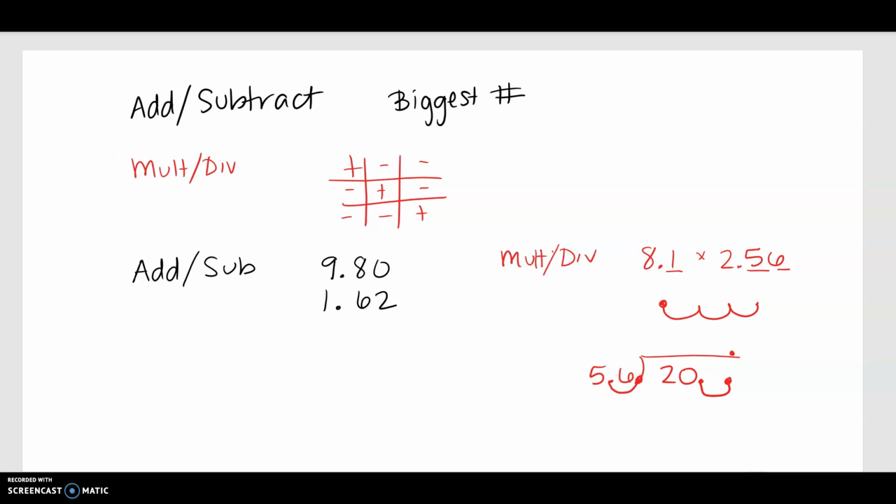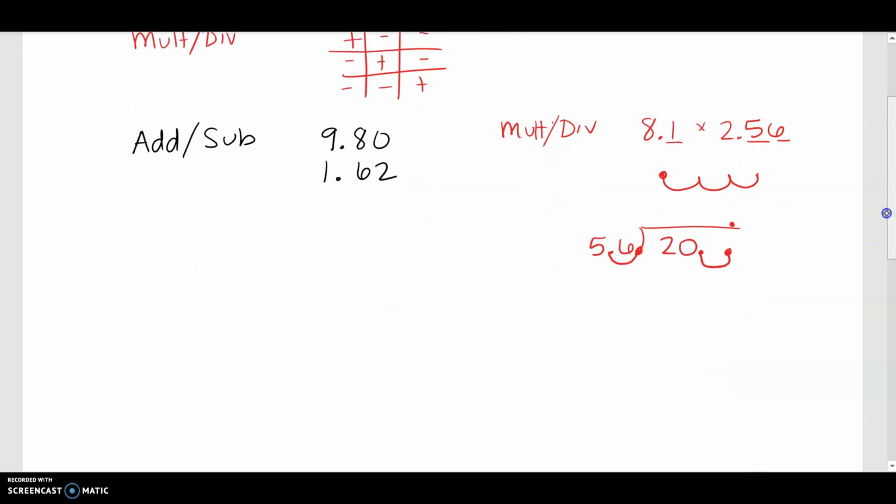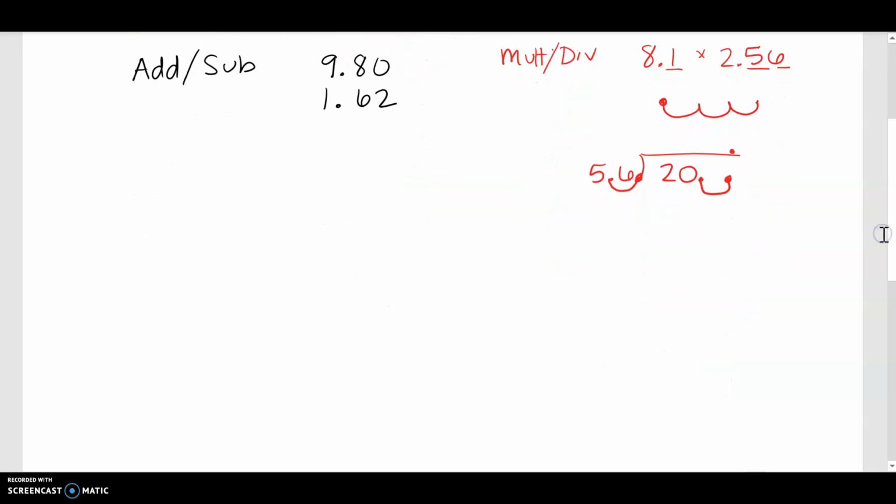Now, what about with fractions? A lot of you don't like fractions, and it's okay most of the time to change them to decimals. But if you have one that's like a third, that's a repeating, you have to do it in fraction form. If you're adding and subtracting, you need to find a common denominator.